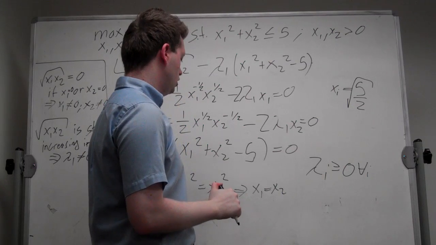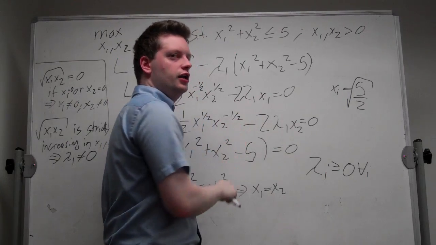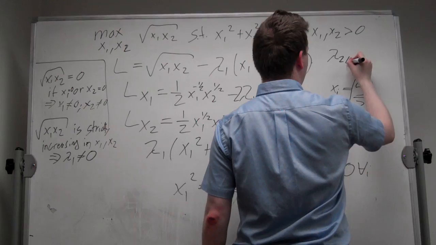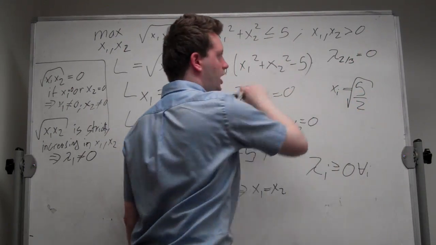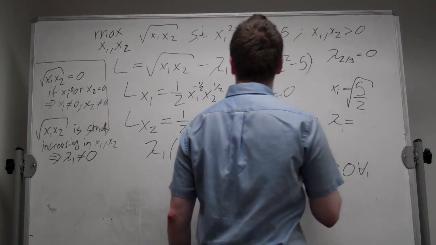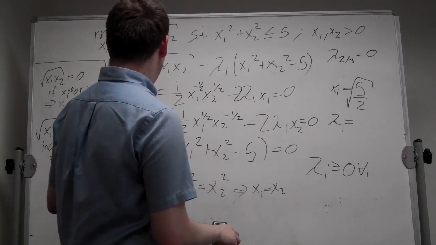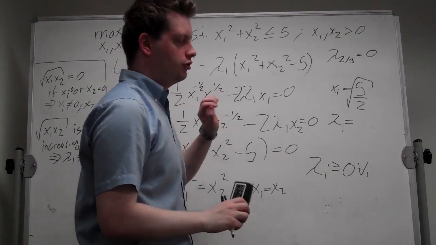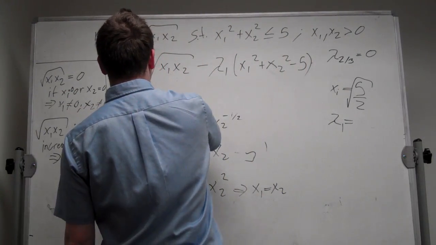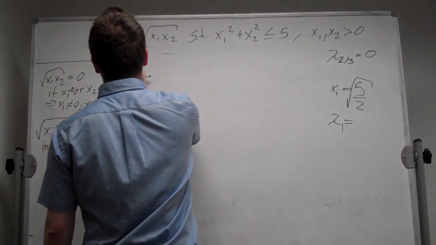Okay, are we done? No. We need to find lambda 1. We know that lambda 2 and 3 are equal to 0, as we defined before. But we need to find lambda 1. I already erased the first order conditions, so let me make some space and get rid of them for now. I will put them back up shortly. Let's get rid of the Lagrangian here as well.